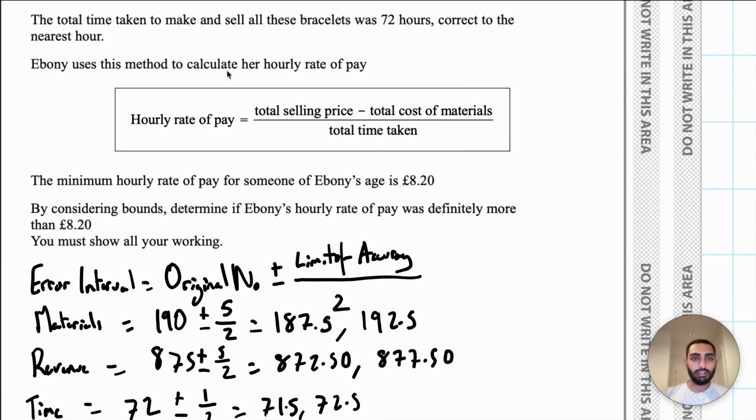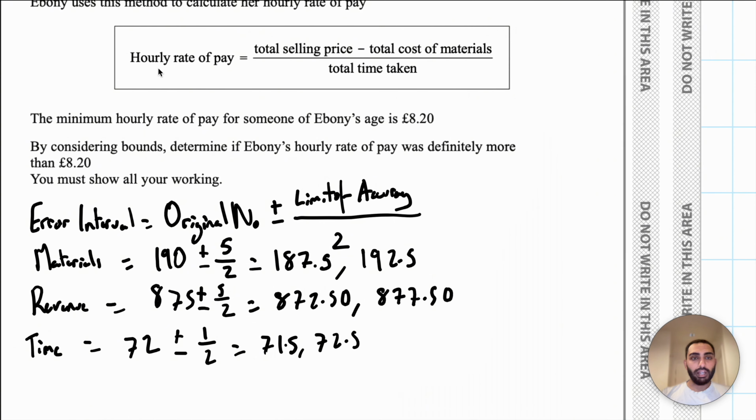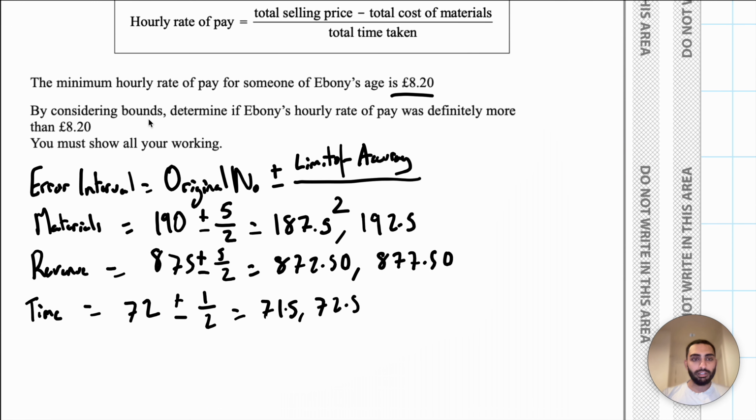Ebony uses this method to calculate her hourly rate of pay. The hourly rate of pay is the total selling price, which is this revenue, minus the total cost of materials, that's that one, divided by the total time taken, that's that one. The minimum hourly rate of pay for someone of Ebony's age is £8.20. By considering bounds, determine if Ebony's hourly rate of pay was definitely more than £8.20. Show all your working.